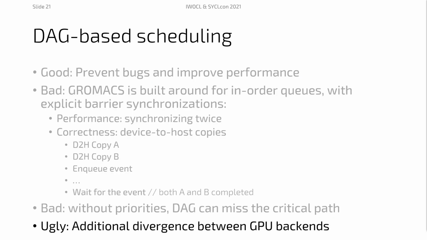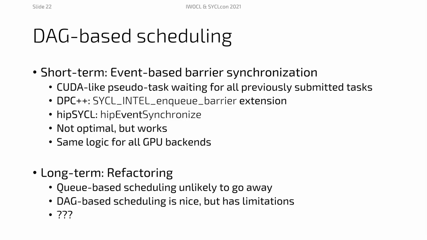And finally, different paradigms introduce differences in the scheduling logic between CUDA, OpenCL, and SYCL, which is a maintainability burden. Concurrency bugs are nasty, and the more uniform the code is, the easier it is to avoid or at least detect and fix them. So what did we end up doing?